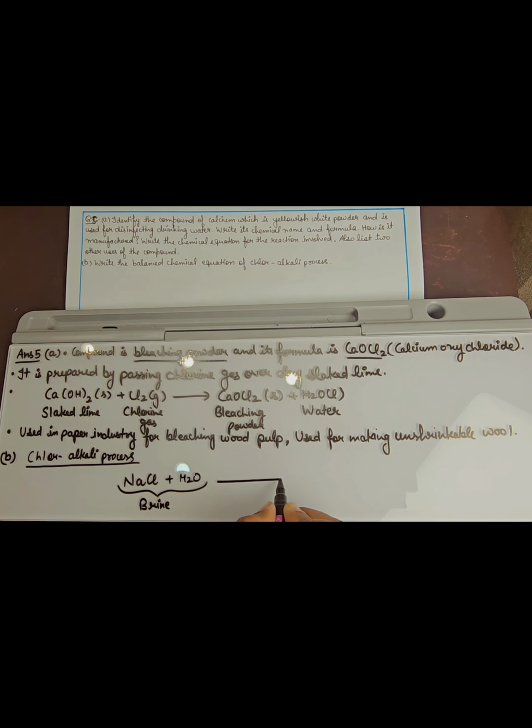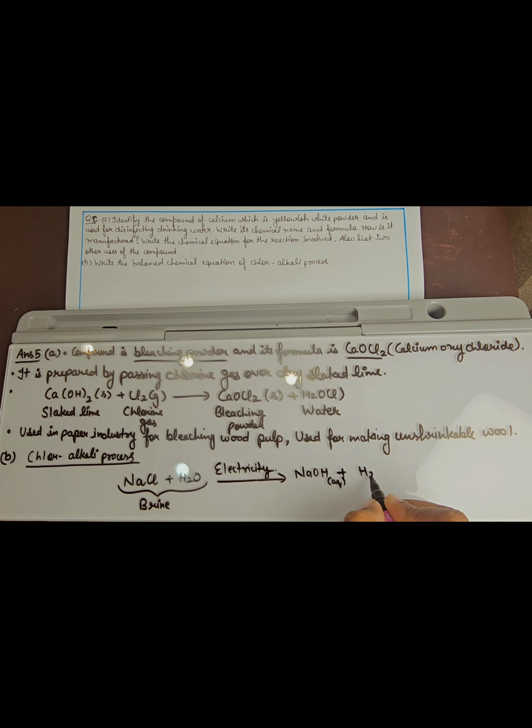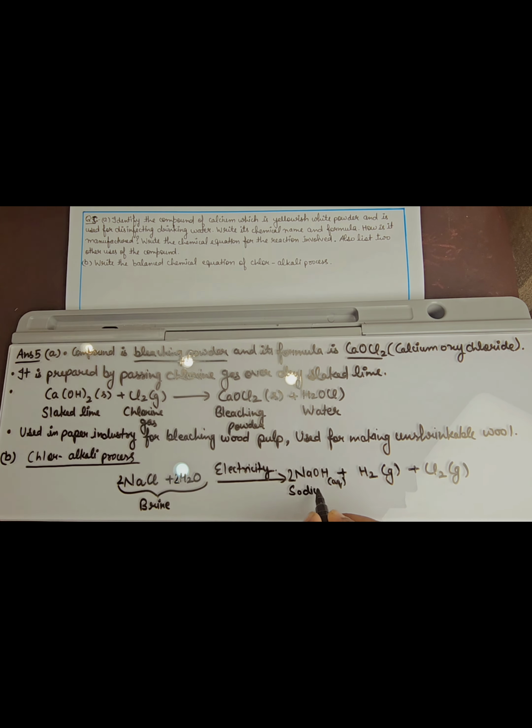Now, what we do? We just pass electricity through this brine. So you will get NaOH in the solution, which is aqueous. If it is there in the solution, that means it is aqueous. Along with this, you get hydrogen gas at the cathode and chlorine gas at the anode. So you can balance this equation. How to balance it? You will put 2 here because hydrogens are 2. So here they were 2 plus 1, 3. So you have to make it even numbers, 2. So now 2 here and 2 here. Now this is a balanced chemical equation, and the main compound which is formed is sodium hydroxide.